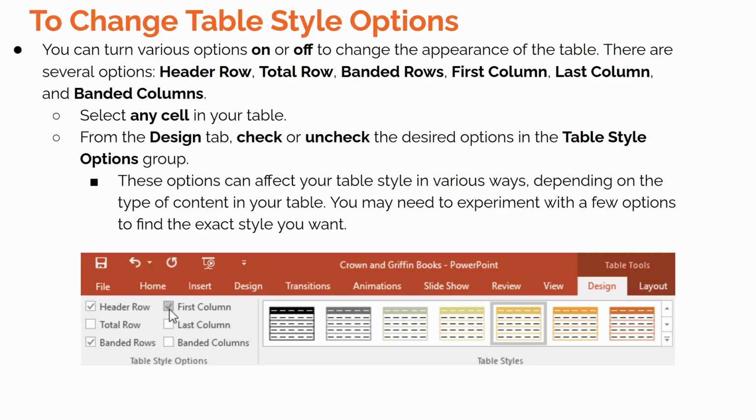What do we think? What is a header row? Total row, banded row, first column, last column, and banded column. What does that do? What do we think that does?